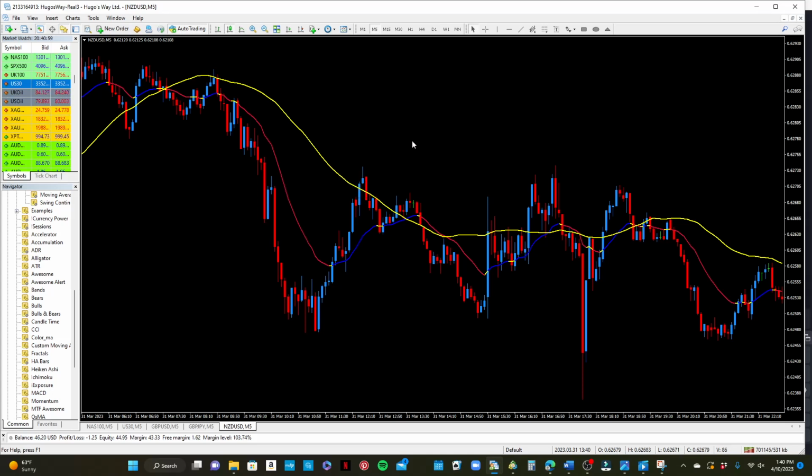This is a pair I don't trade, but just to show you guys how easy it is to use just the moving averages to place trades.